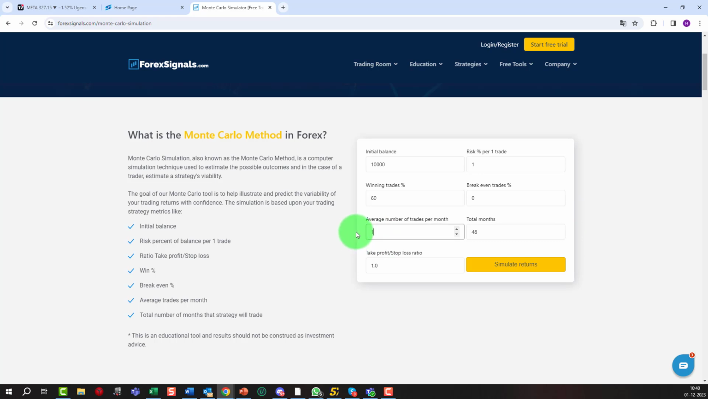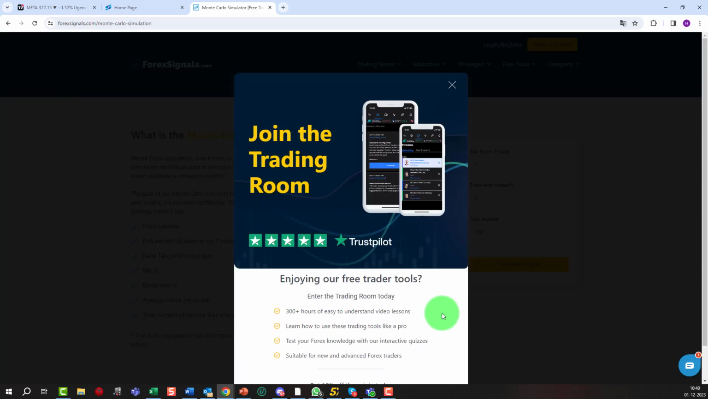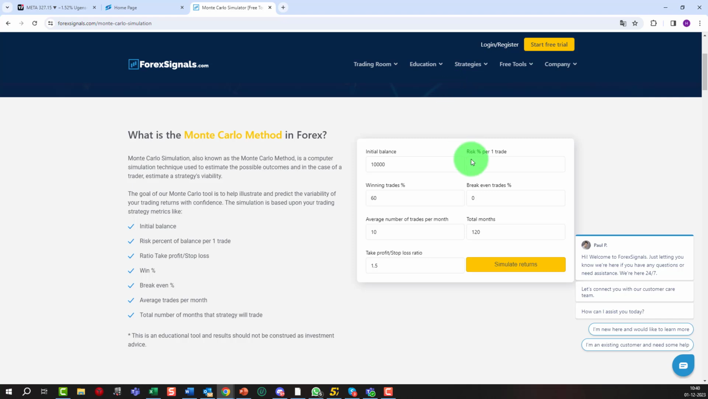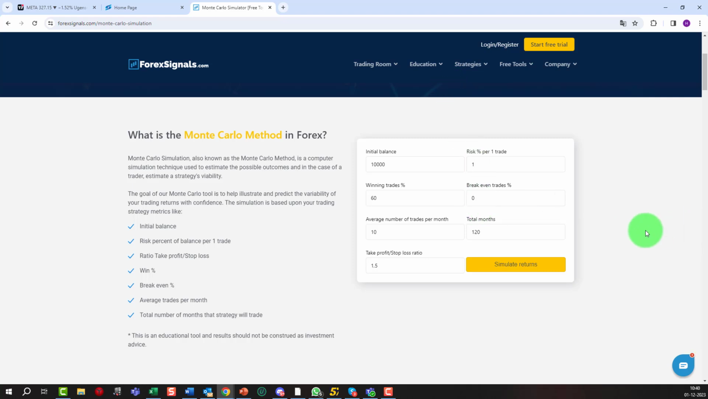Let's say that you place 10 trades per month, and we are having a look at this over 10 years, meaning 120 months. Now, take profit to stop loss ratio. As you saw before, the winners were $150 and the losers was $100. So that means that we will have a win to loss ratio at 1.5, meaning our winners are 1.5 times as big as our losers. And yeah, you can see they want to sell something and make a sign up here, but it is free to use.